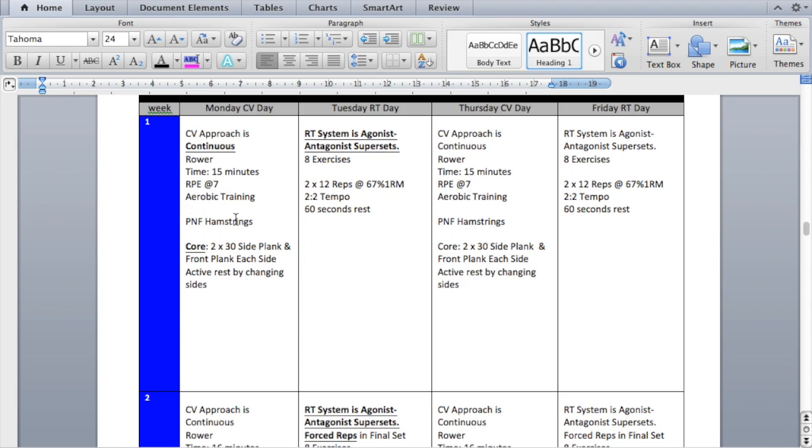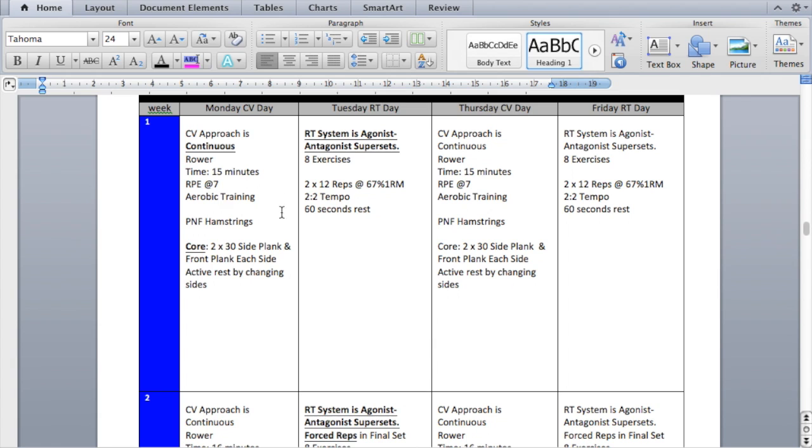So on day 1, on the Monday, the name of the CV approach is continuous. The piece of equipment that I'm going to use is the rower. The time is 15 minutes. The intensity is measured at an RPE of 7, and it is aerobic training. The core exercise is 2 times 30 seconds plank and a front plank. Each side active rest by changing sides.